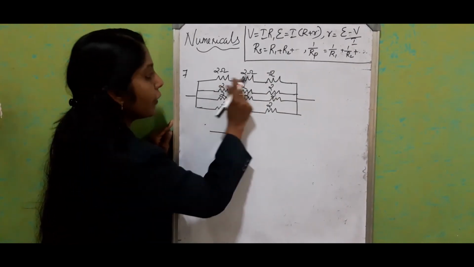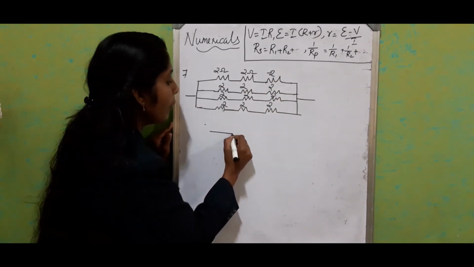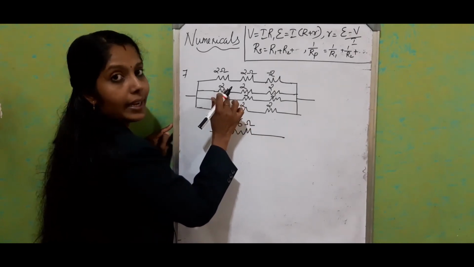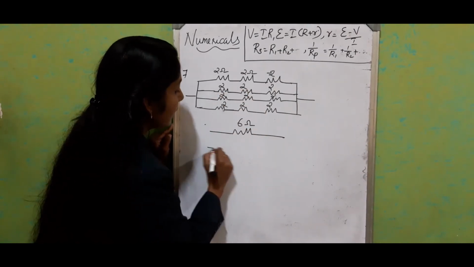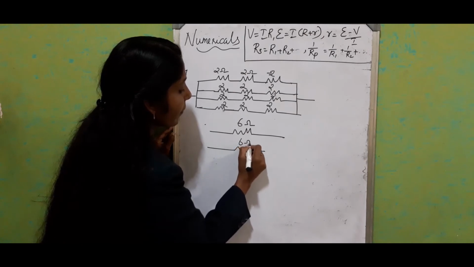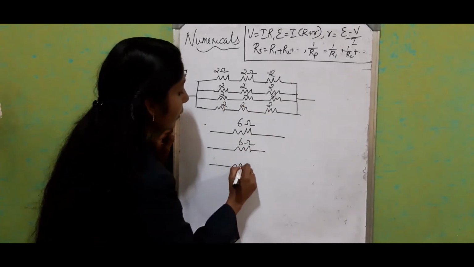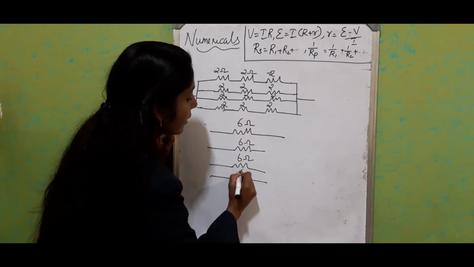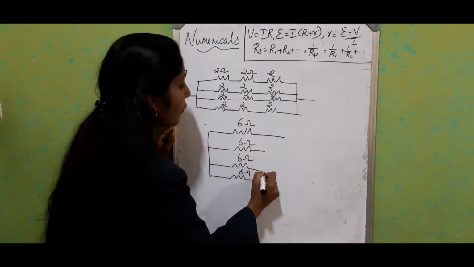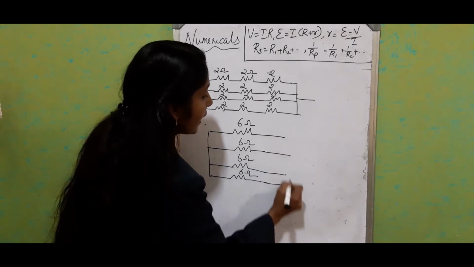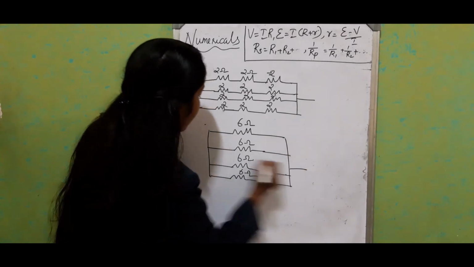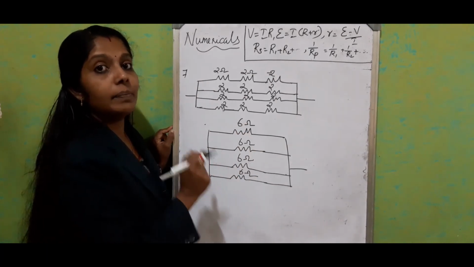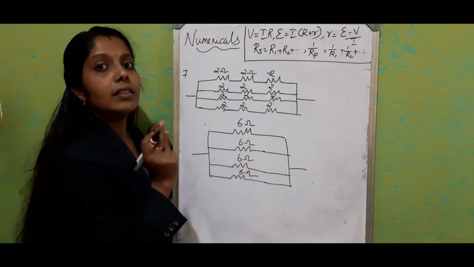So, instead of these 3 resistors, I am going to draw a single resistor. This is 6 ohm. What happened to the second arm? There also 6 ohm. Third arm is also 6 ohm, and fourth arm is also 6 ohm. Right? So, we solved the first section. Then what do we have to do? Now, we have 4 resistors connected in parallel and each bears 6 ohm.